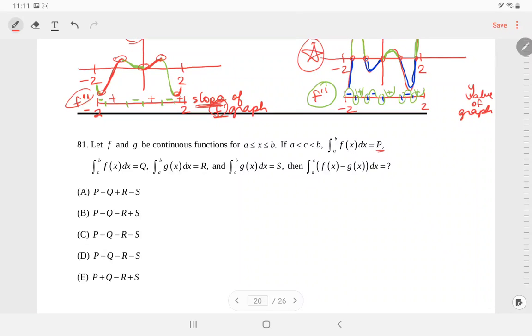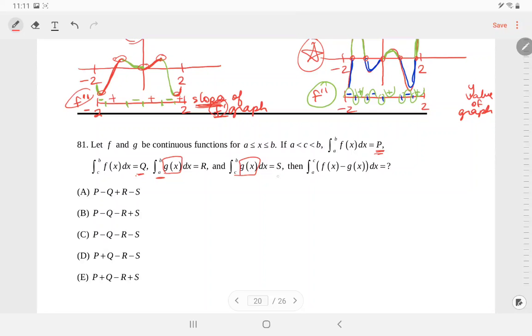Okay, so the integral there is p. Now p could be negative or positive; we don't really know at this point. The integral from b to c is q. The integral from a to... oh, that's a g. This is a g, this is a g. That's a c, that's a b.